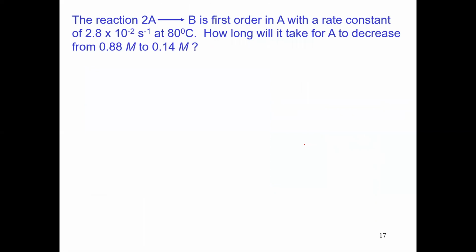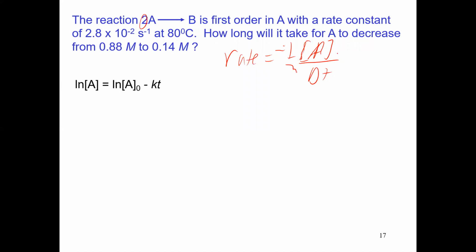The reaction 2A goes to B is first order in A with a rate constant of 2.8 times 10 to the minus 2 per second. How long would it take for A to decrease from 0.88 to 0.14 molar? Well, you've got to set up the equation first. The rate will equal minus 1/2, because of this 2, times the change in the concentration of A divided by the change in time.